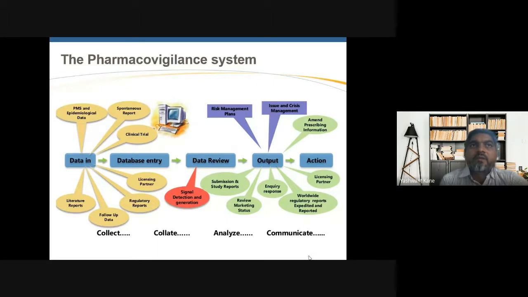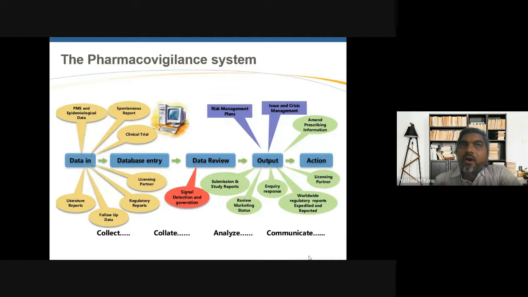But whenever a doctor asks, do you feel this needs to be reported, or if we experience something within India or the developing nations, if you want to report, generally we don't report. And that's the lacking part of it. When we don't have data, we don't have action. So the pharmacovigilance system actually gets fed the data, and it converts it into action. And we talked about the data in, the database entry, data review, signal detection and generation.